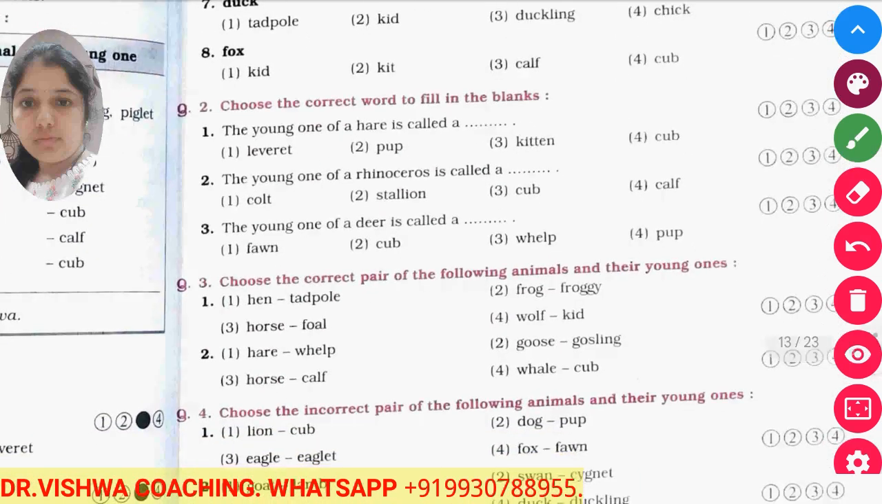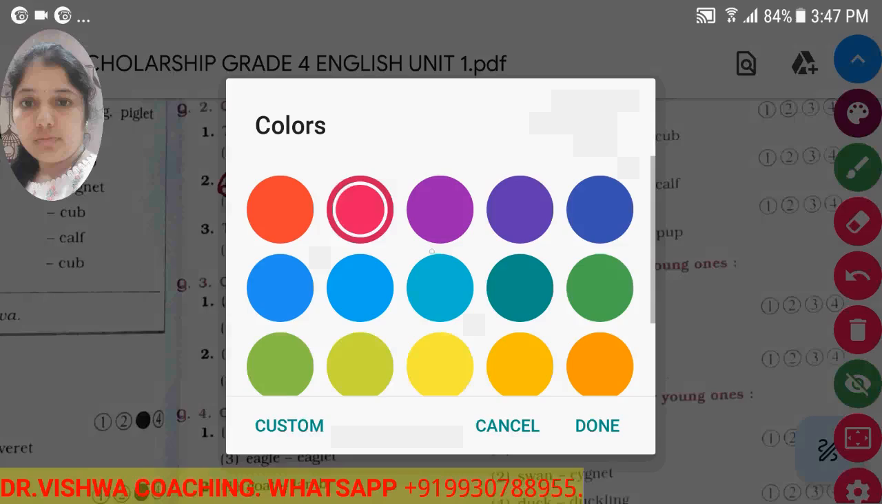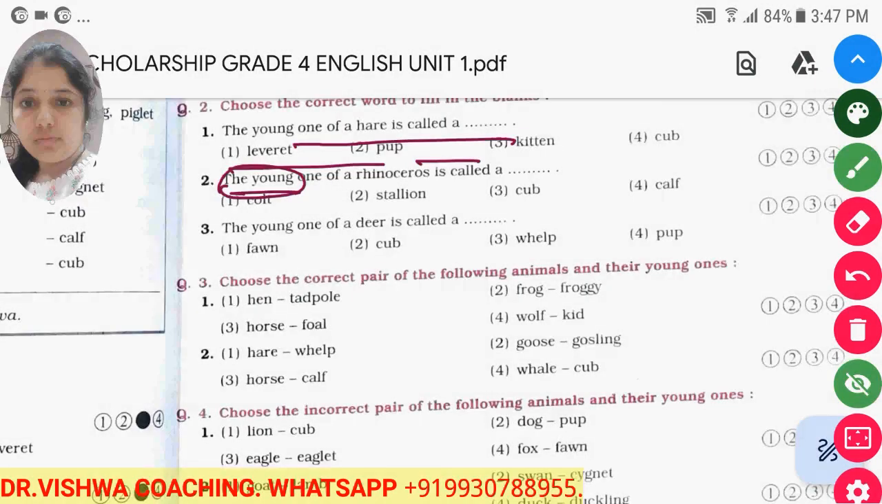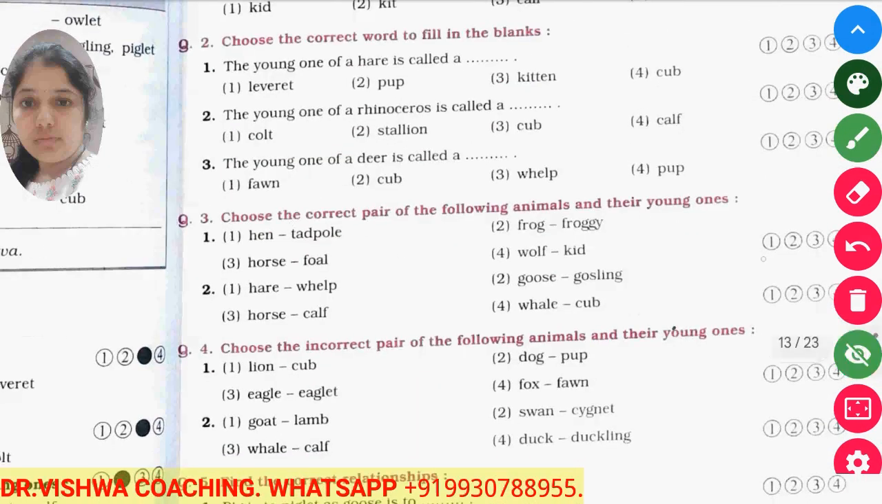Now choose the correct word to fill in the blank. The young one of a hare is called as. We just saw the young one of a hare is called leveret. So the correct answer is option number 1, leveret. Now the next one: the young one of the rhinoceros is called calf. So the second question's answer is option number 4. If you read the given list carefully, you can find the answers very easily. Now the next one is for your homework, dear young one.